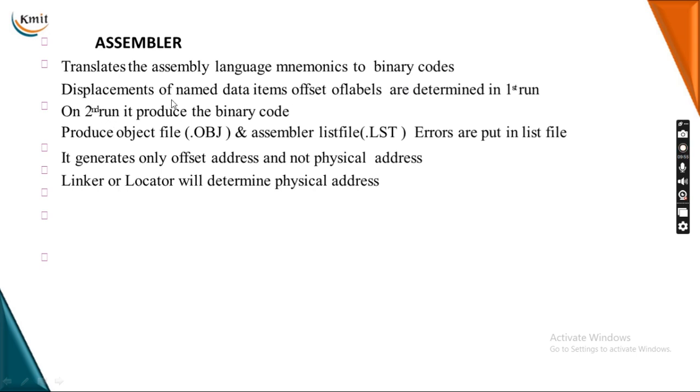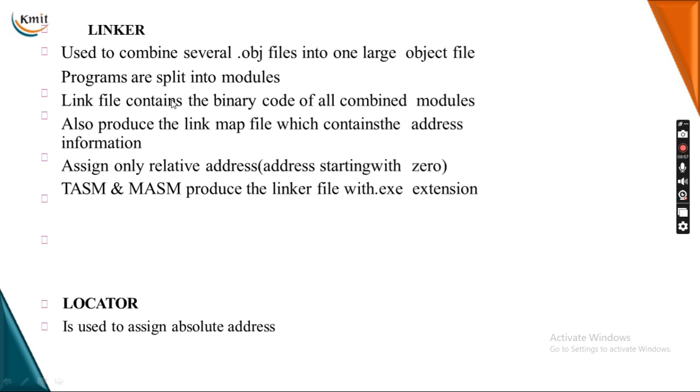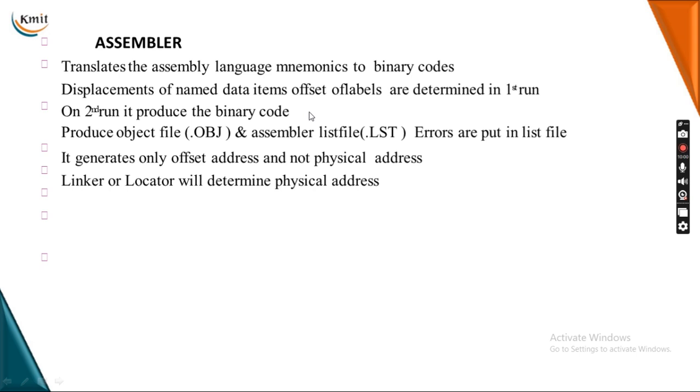Displacements of named data items and offsets of labels are determined in the first run, or first cycle, of the code. On the second run, it produces the binary code. On the first run, what displacements it has, whether it is 8-bit or 16-bit, what the data items are, what the offsets are, and what the labels are, will be determined. In the second run, it will produce a binary code, which can have the extension .obj, and the assembler list file as .lst.